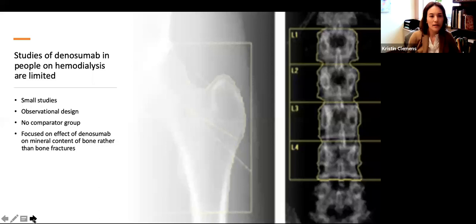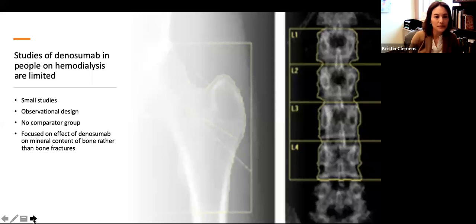Unfortunately, however, studies of denosumab in people on hemodialysis are limited. The literature that we have to date is really focused on studies which were observational, with very small samples of people included. Many did not have a comparison group, and they mainly focused on the effect of denosumab on the mineral content of bone, that you can see depicted by those pictures on the right-hand side of the slide, rather than bone fractures, which is what most patients and providers are concerned about.